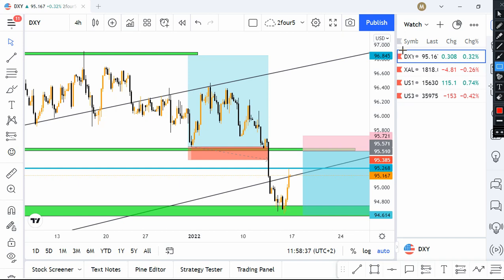Today we are back again with another weekly analysis, and we'll be doing the dollar index, gold, US100 and US30. So I will start with the dollar index since it's the first on the watch list.